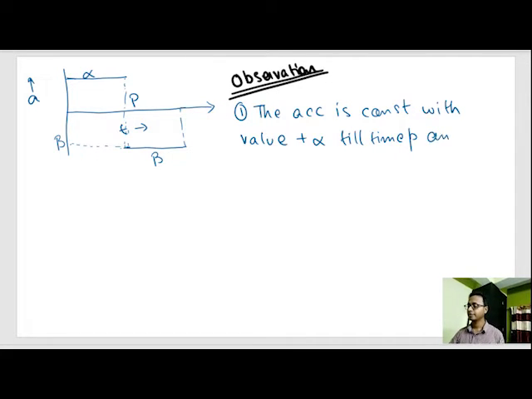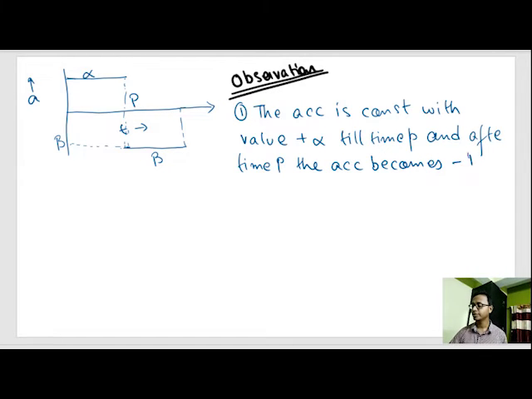and after time p, the acceleration changes its value to negative b, becomes minus b. Okay. Second thing you need to know about graphs is slope of a straight line is a constant.